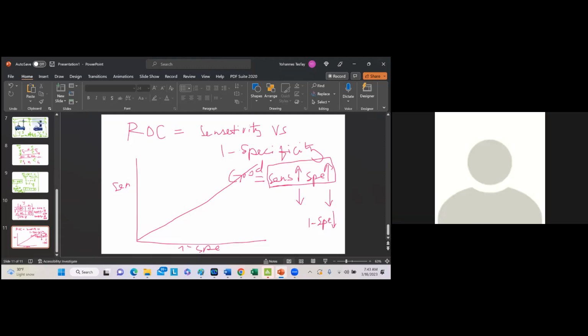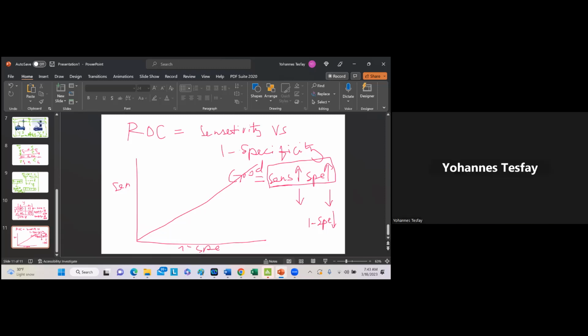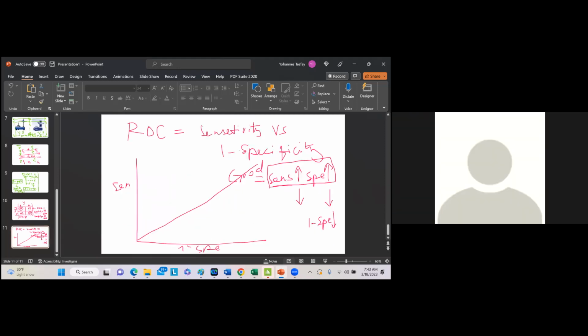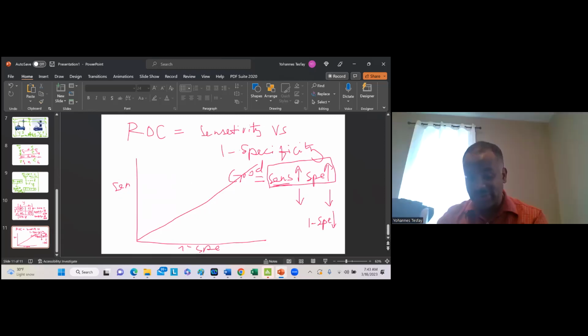So let's see. What is our expectation if the gauge agreement is good? Our expectation is going to be, sensitivity and 1 minus specificity. So at the lower end of 1 minus specificity, we're going to expect high sensitivity.